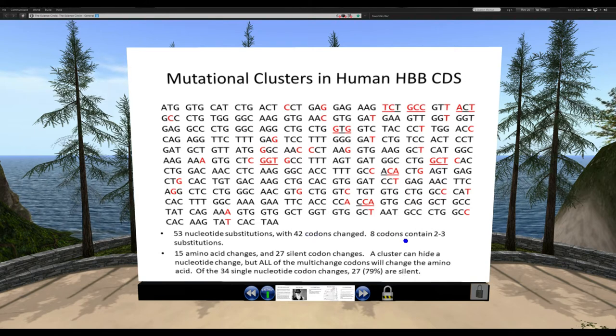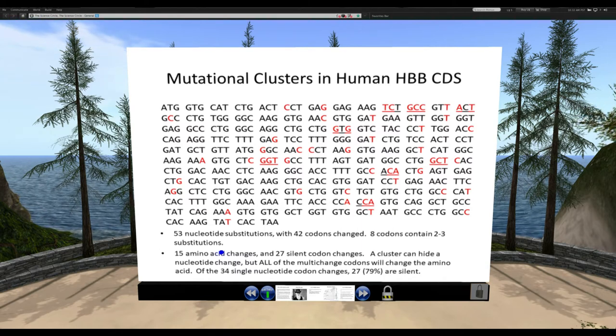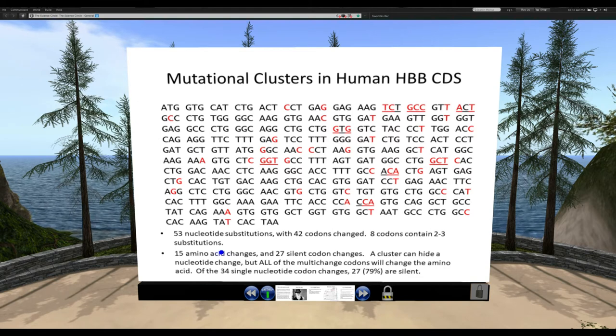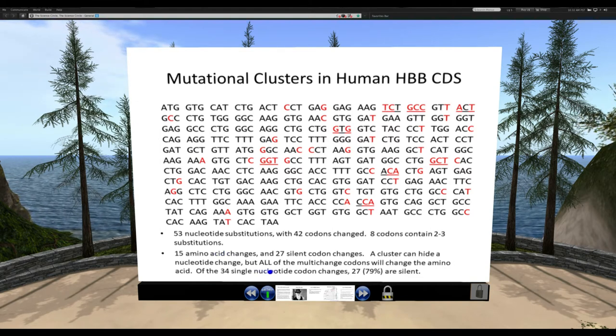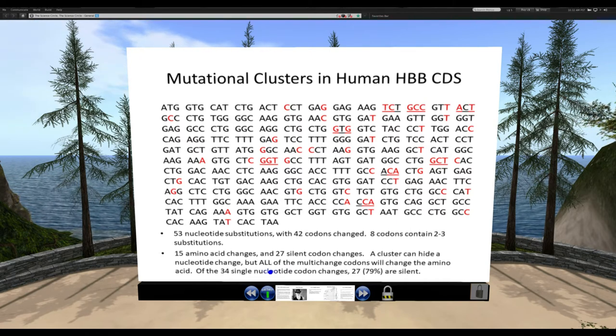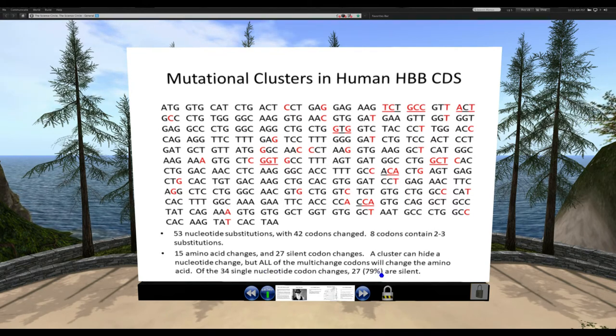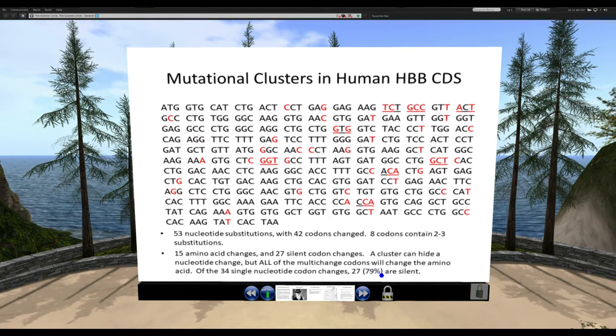And in all of the 8 codons that have more than one change, you get an amino acid change. So of the 15 amino acid changes, 8 of them are due to multiple changes in the sequence. So all of the multi-change codons will change the amino acid. But of the 34 single nucleotide changes that you see in these codons, 80% of them are still silent. So it's not just due to clustering. Even the single changes predominantly are silent mutations.